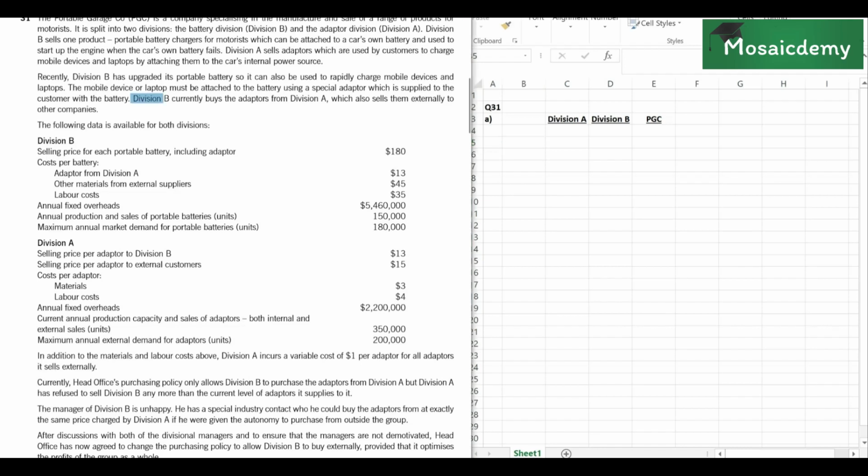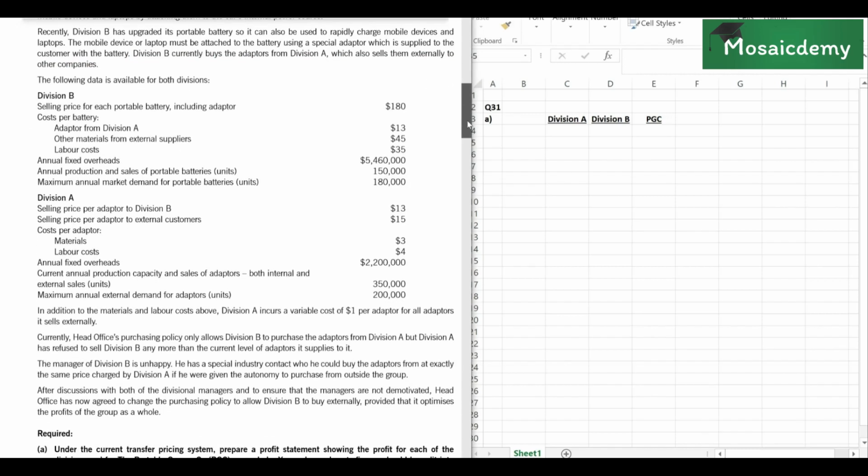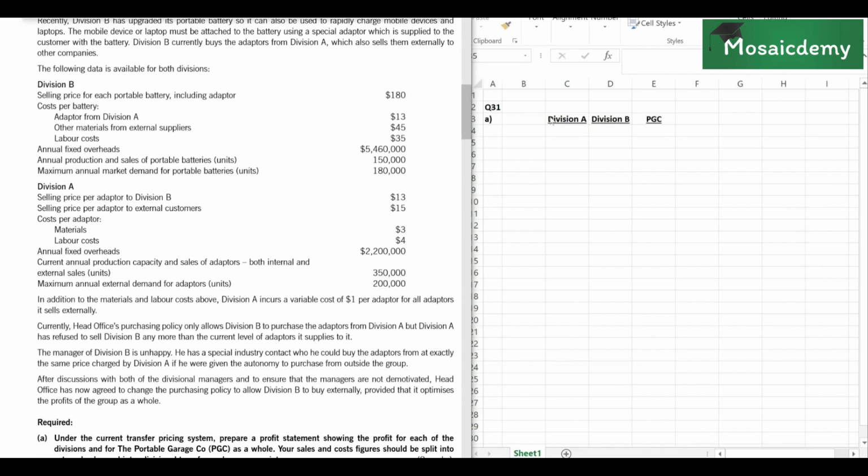Here we go. Division B currently buys adapters from Division A. So Division A is the selling division and Division B is the buying division, which also sells them externally to other customers, and Division A, the selling division, sells to Division B and external customers. Okay, so Division A will have internal and external sales, and Division B will have internal and external costs. So let's start with Division A. There will be their external sales, and please make this a regular rule of thumb.